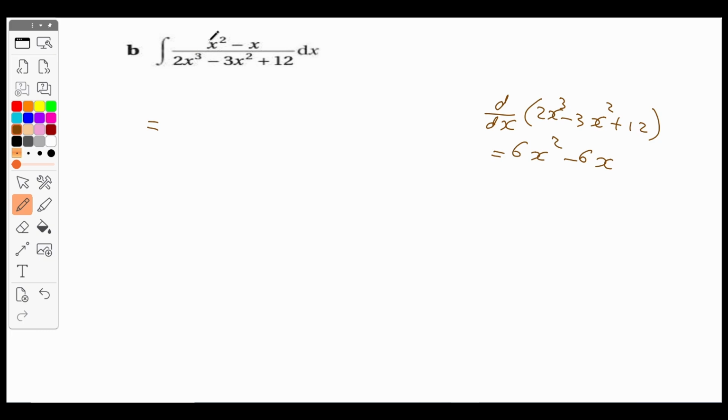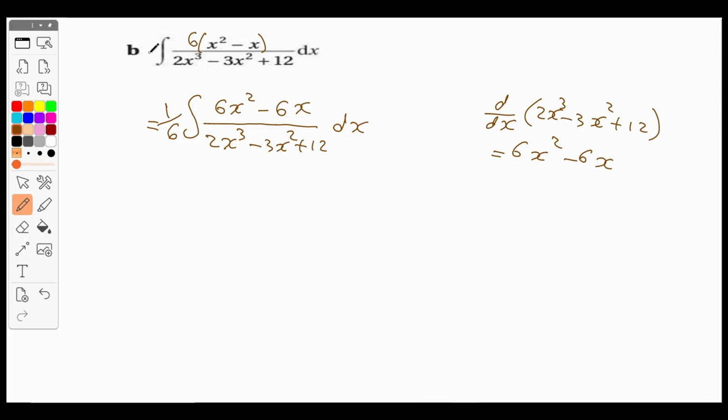So if I multiply this quantity by 6, now this one could be written as the integral of 6x squared minus 6x all over the same denominator, 2x cubed minus 3x squared plus 12 dx. But if you multiply up by 6, you have to divide outside by 6. Now the top is the derivative of the bottom, so the answer will be one sixth ln the modulus of the denominator.